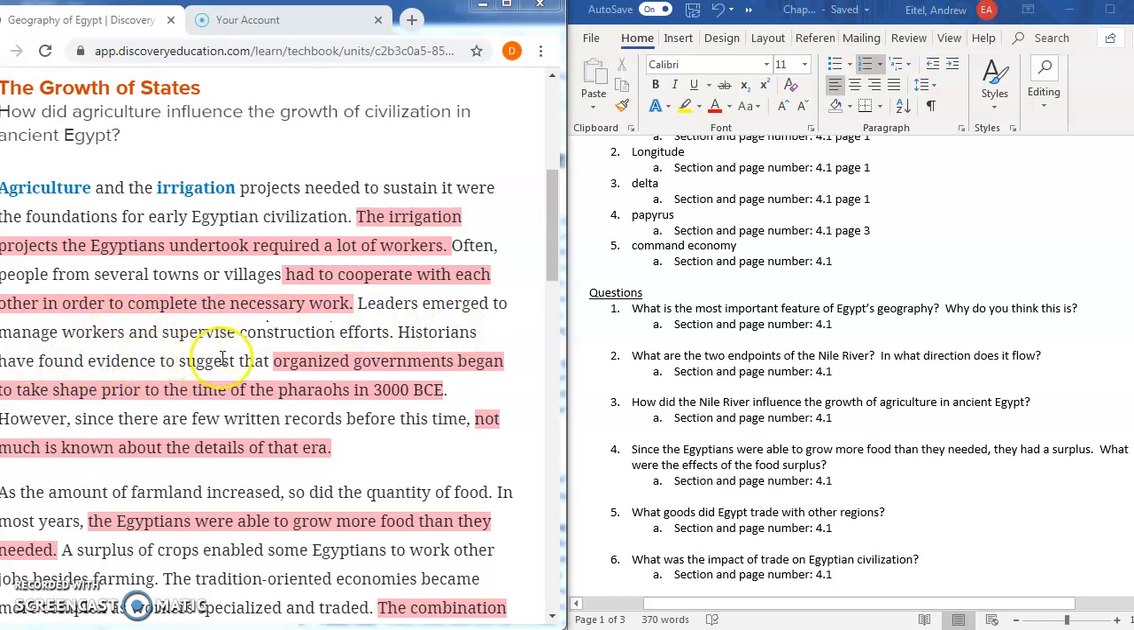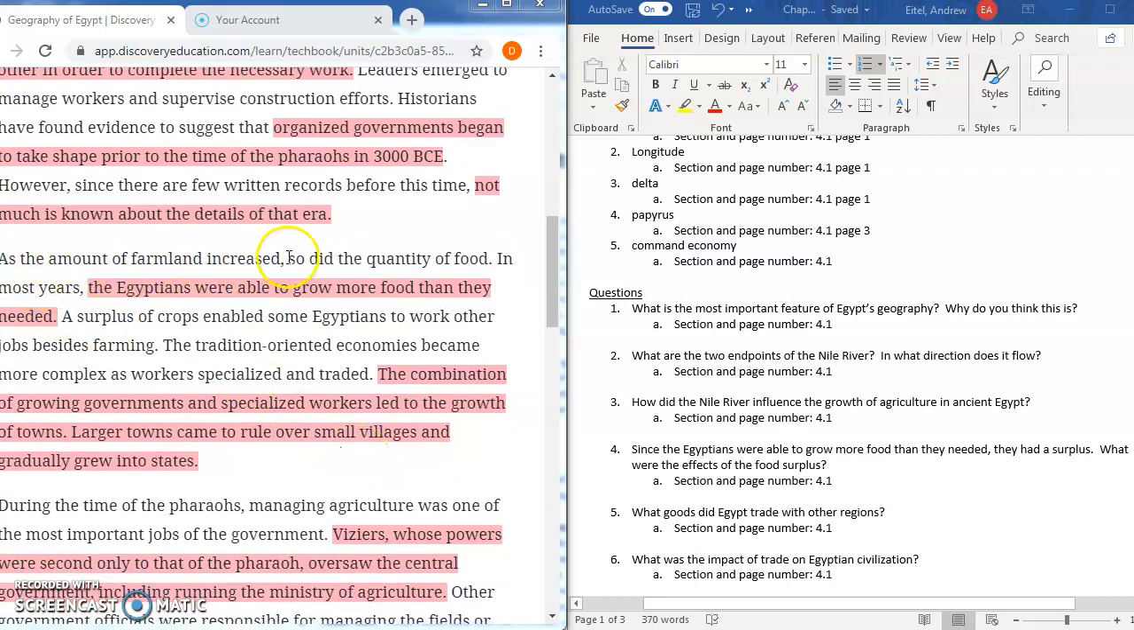Historians have found evidence to suggest that organized governments began to take shape prior to the time of the pharaohs in 3000 BCE. However, since there are few written records before this time, not much is known about the details of that era.